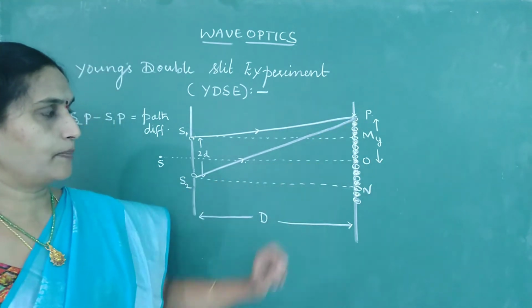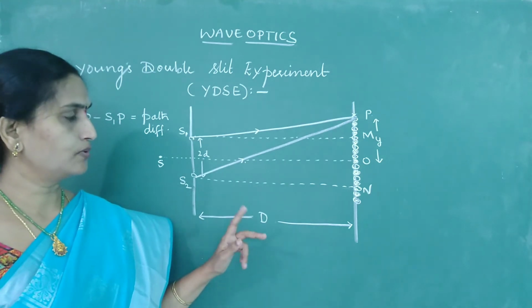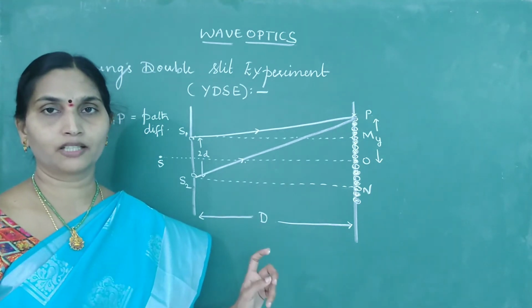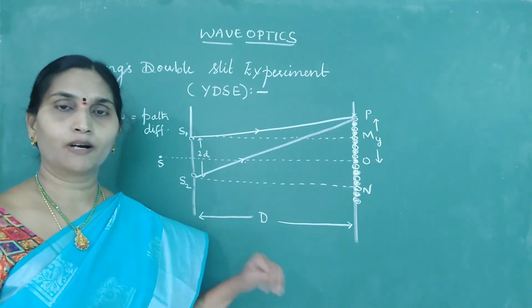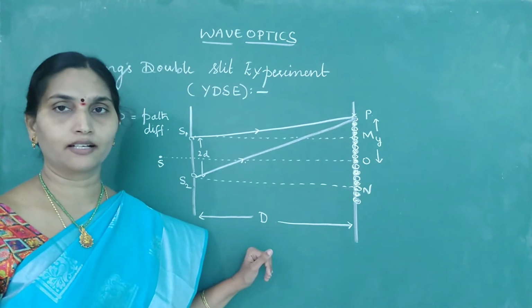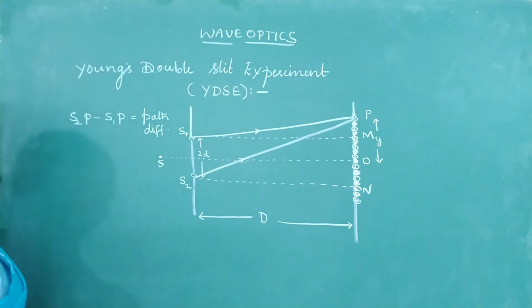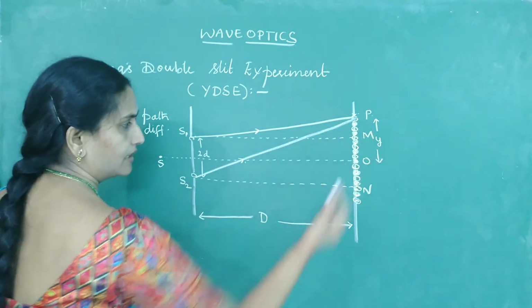To calculate the path difference between S2P and S1P, I am going to give you two alternative methods. Let us look at the first method. This is the NCERT method. One more method we have, which is not the NCERT method, by making use of angles. So to calculate the path difference, look at this triangle S1, P and M.